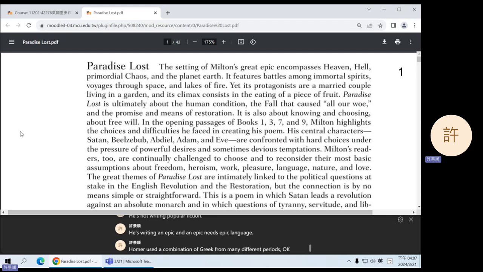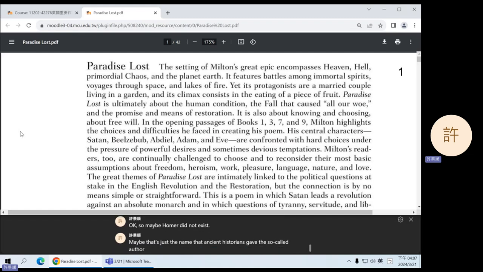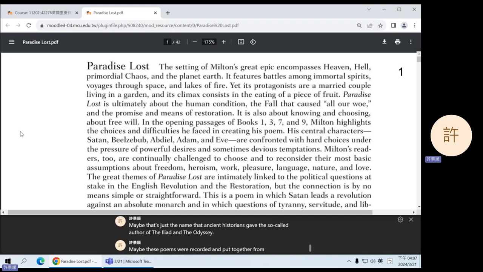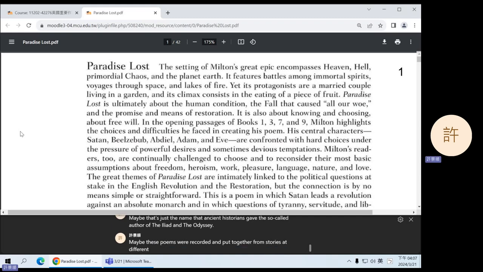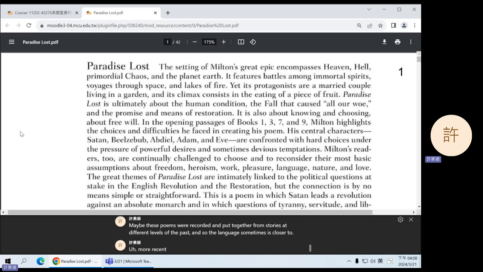Okay, so maybe Homer did not exist. Maybe that's just the name that ancient historians gave the so-called author of the Iliad and the Odyssey. Maybe these poems were recorded and put together from stories at different levels of the past. And so the language sometimes is closer to more recent Greek, sometimes it's really old Greek, and it's just combined together.